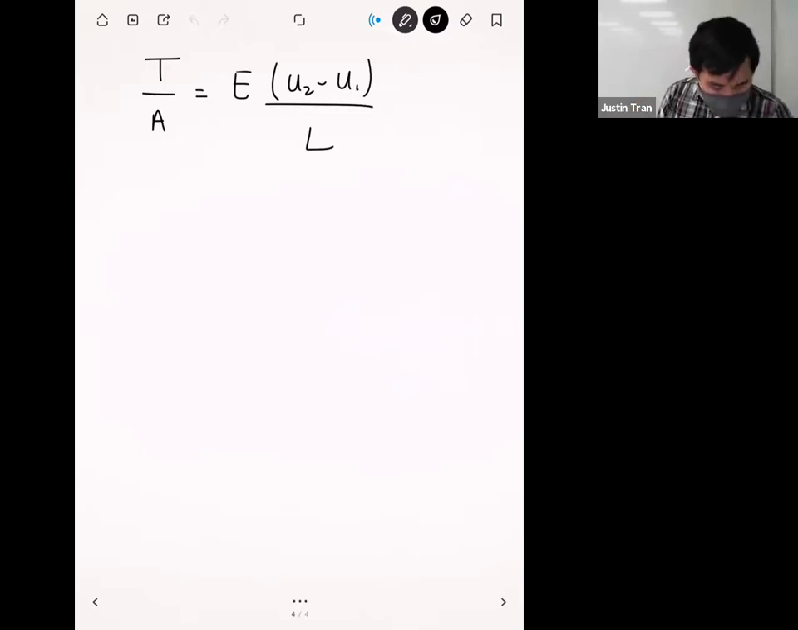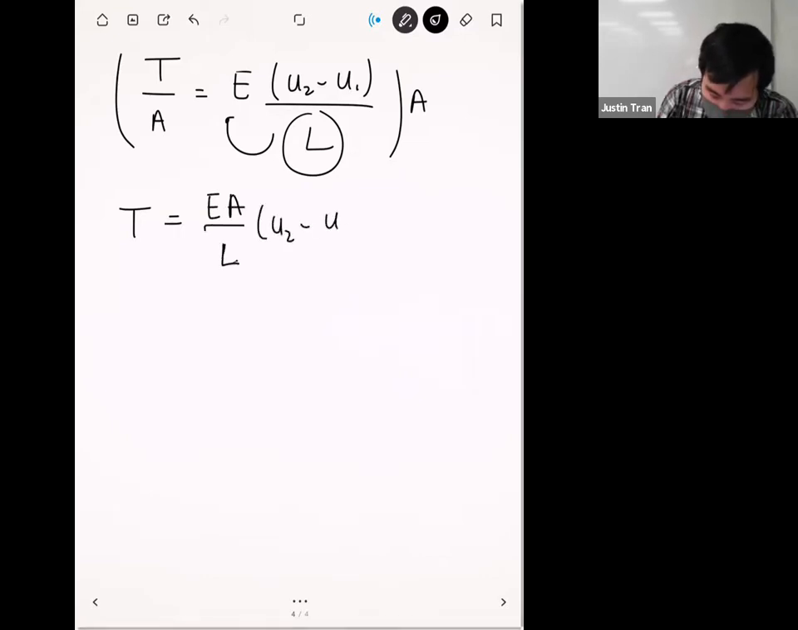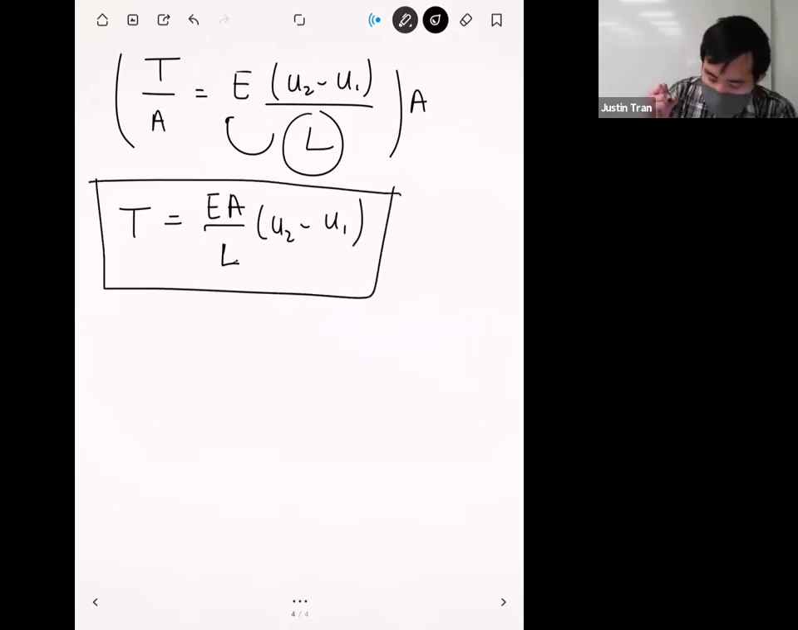And so I'm going to manipulate this a little bit. I'm going to take this A and multiply both sides by it. Okay. And then I'm just going to move this L underneath this E right here. So it's not changing anything. I'm just moving the terms around. Okay. And so if we do that, we get T is equal to EA over L times U2 minus U1. Okay. And this is a good point where we can box the equations.